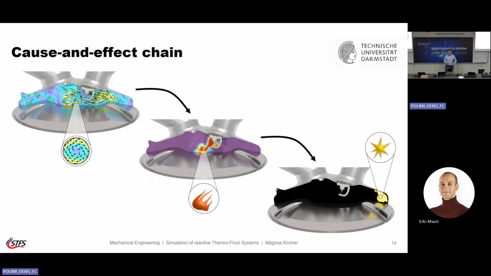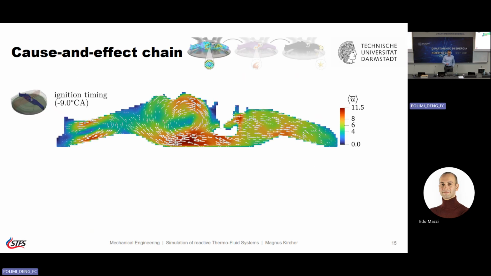With that, we used the available data to now look at the cause and effect chain to figure out the interactions between flow, combustion, and auto ignition. I want to start here with the flow, of course, which is what is shown here is the ensemble average field of the velocity at the spark timing. And we see the formation, also indicated by the white arrows of the velocity field, the formation of the tumble close to the spark plug.